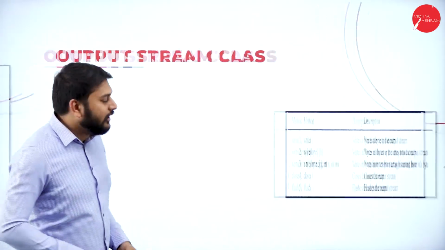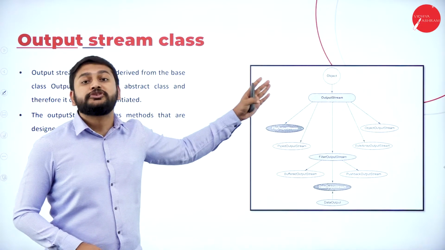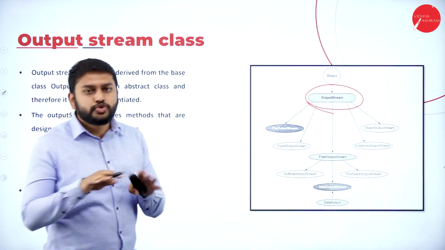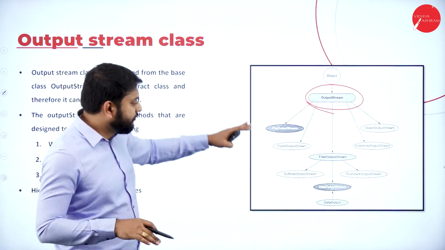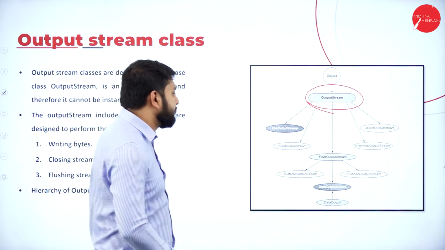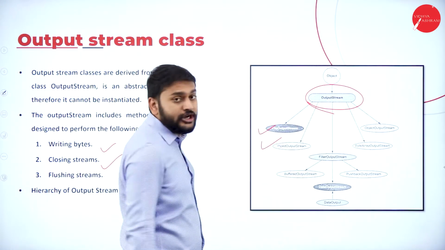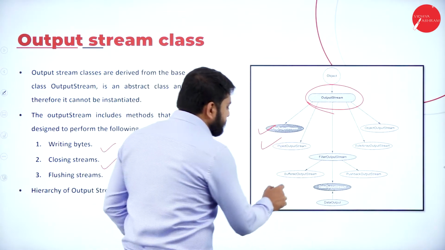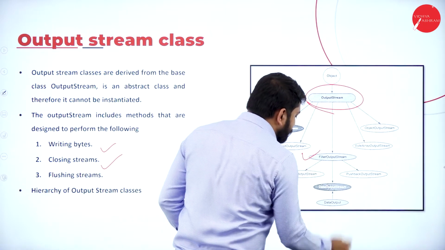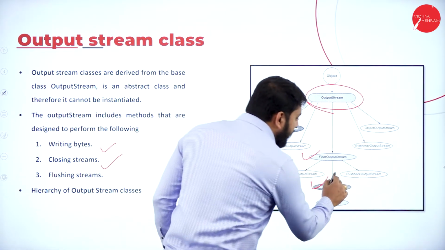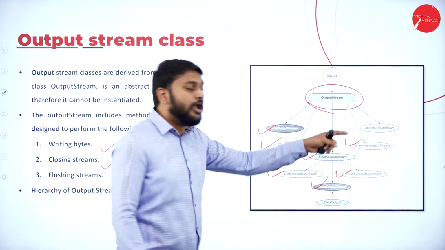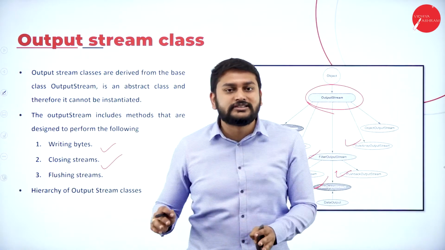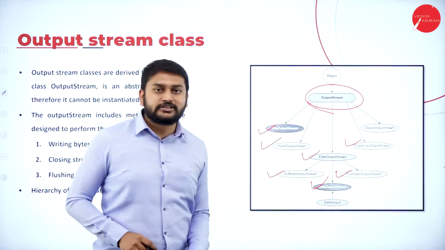Before that, let me tell you the hierarchy of output stream. Here please treat output stream as a superclass, and under that we have different subclasses. What are the subclasses that we have? File output stream, pipe output stream. Whatever we have discussed with the input stream, same thing with the output stream. And buffered output stream, filter output stream, and data output stream. Also we have pushback output stream, byte array output stream, and object output stream. All these are the different classes that I have under the superclass, the output stream.